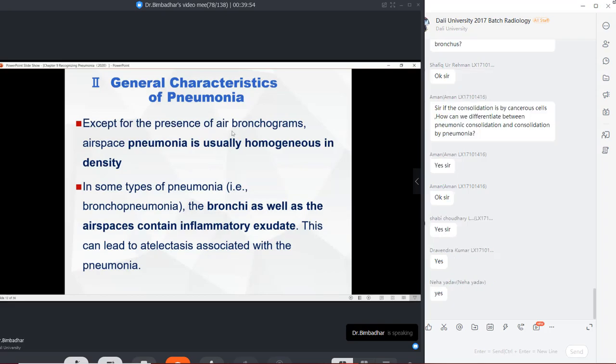Except for the presence of air bronchograms, airspace pneumonia is generally of homogeneous density. So that's what we saw. It is a fluffy, unmarginated, homogeneous, which means equally white density that is present. And in some types of pneumonia, especially bronchopneumonia, the bronchi also get involved, and the air spaces contain inflammatory exudates.